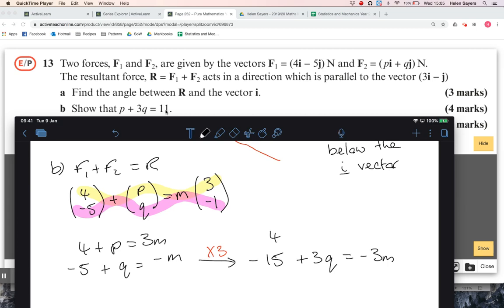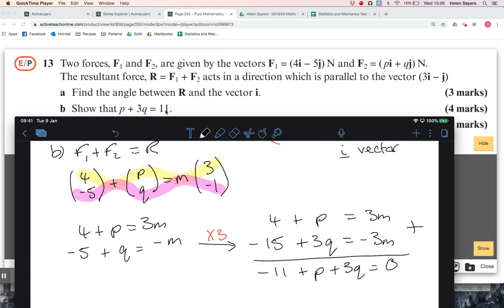I'll write the other one out again above it, and then add those two together. So 4 plus minus 15 is minus 11, and then I've got plus p plus 3q, and then 3m plus minus 3m is 0. There's lots of slight variations in how you might have laid that out.